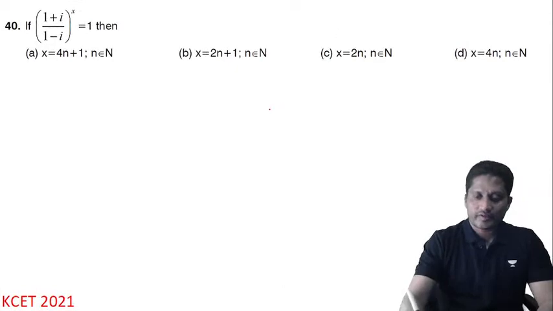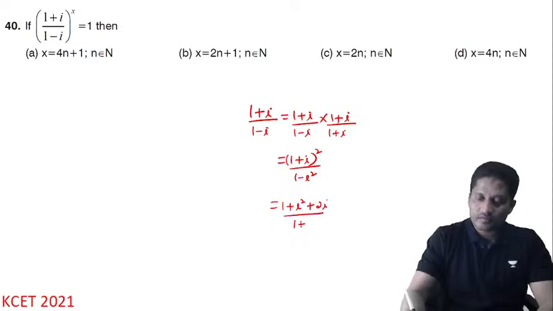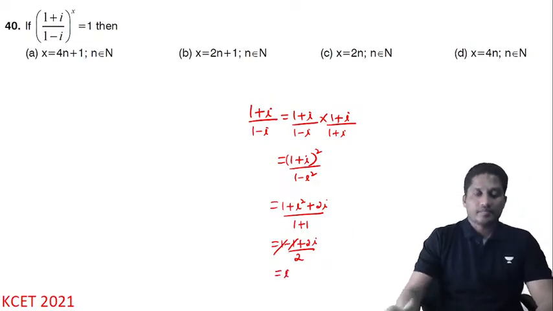We all know that we have done this before as well. 1 plus i divided by 1 minus i can be written as 1 plus i divided by 1 minus i into 1 plus i by 1 plus i. Numerator is 1 plus i the whole square divided by 1 minus i square. This is a square plus b square plus 2i. i square is minus 1, so minus 1 plus 2i divided by 2. 2 and 2 cancel, you will get i. 1 plus i by 1 minus i is i.